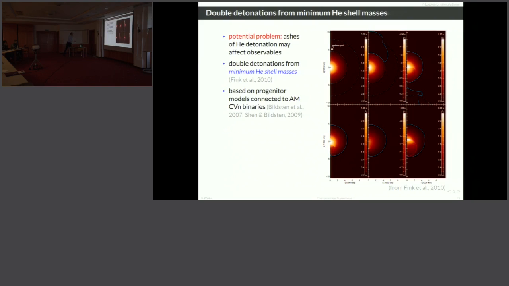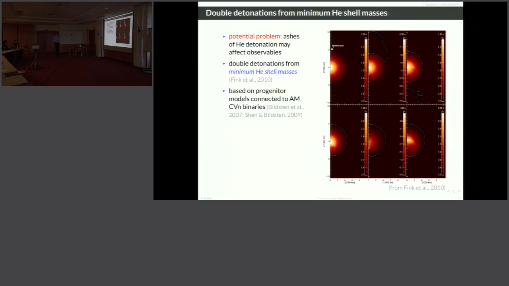And this is important because these double detonation scenarios have a potential problem with fitting the observables. You have first a detonation of the helium shell, and helium has a huge energy release and is likely to burn through to rather heavy nuclei. And these then you have in the outer layers of the ejecta, and these actually lead to effects on the predicted observables that are inconsistent with the observations, as I will discuss tomorrow. So therefore, we looked into the question of how to minimize this effect. So what is the minimum helium shell mass that can still produce a double detonation scenario?